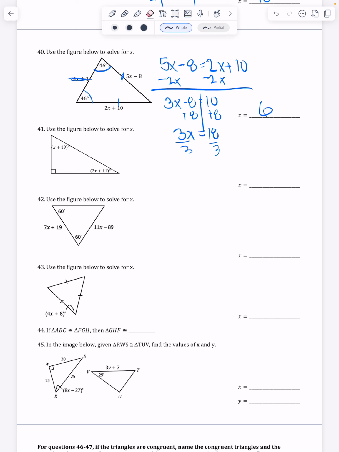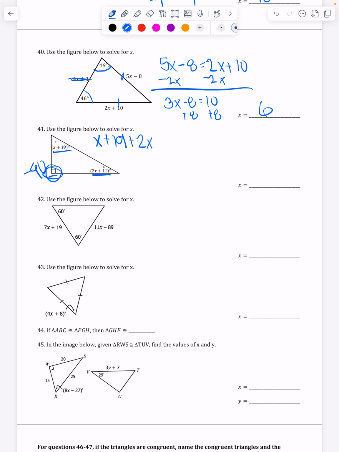Right, forgive me while I erase for a second, just so I don't cut into this other one. But what I'm going to do here is I know that all three of these angles are going to add up to 180. So I'm going to think of taking this 90 out, and I'll be left with these two angles that are going to have to add to 90. So it's going to be x plus 19 plus 2x plus 11 equals 90.